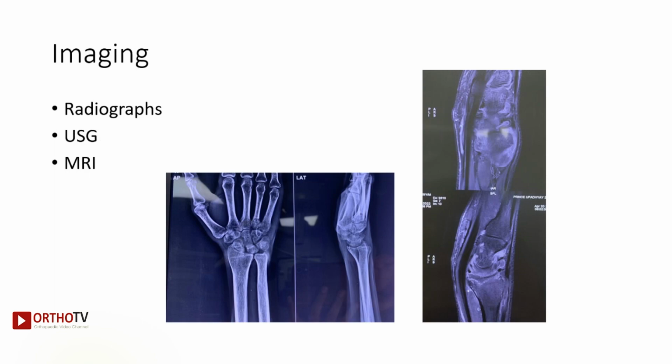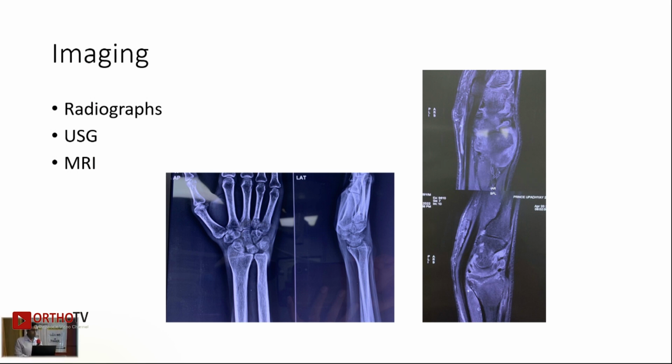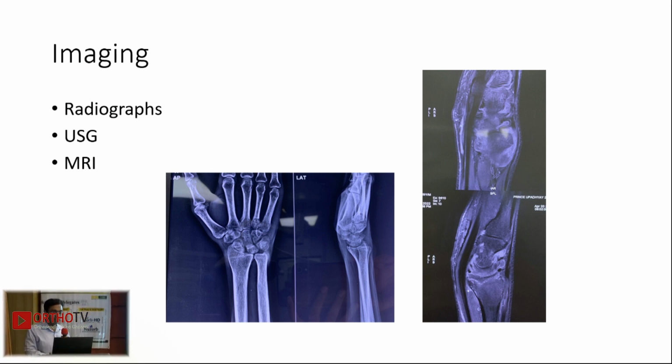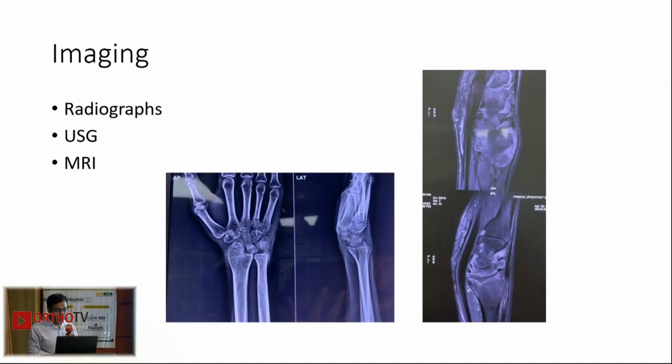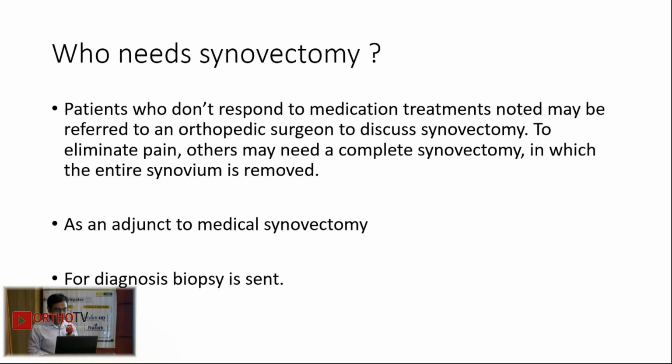So what do we do in imaging? Imaging, as sir has already spoken about: radiograph, MSK sonography, and MRI. We have very few MSK radiosonologists in the city, so we rely mostly on the MRI. As you can see here, there is subtle arthritis, and the MRI also shows synovitis here.